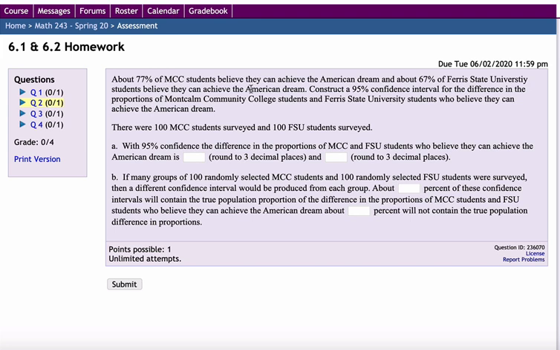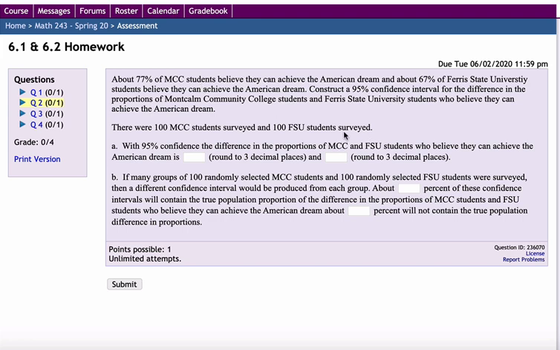I think what they should say is, in a sample of 100 MCC students, 77% of the sample believe blah, blah, blah. But when you read this about 77% of MCC students, it almost makes it look like they're talking about the population proportion up here. But really, they need to be giving you the sample proportion.